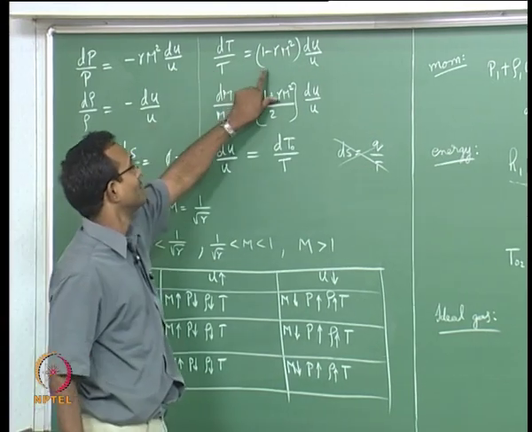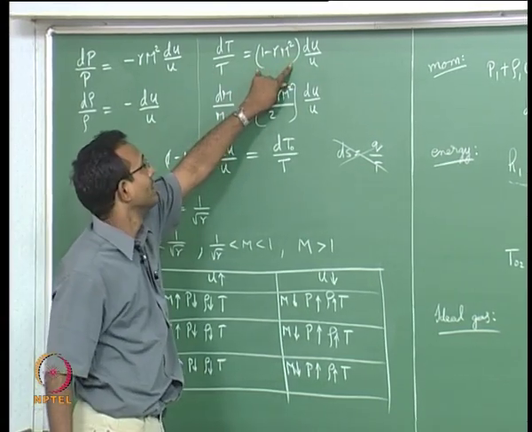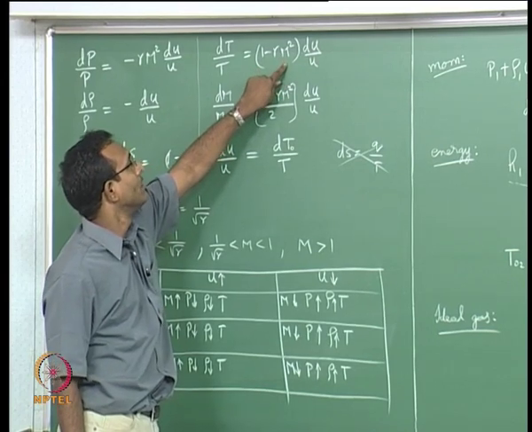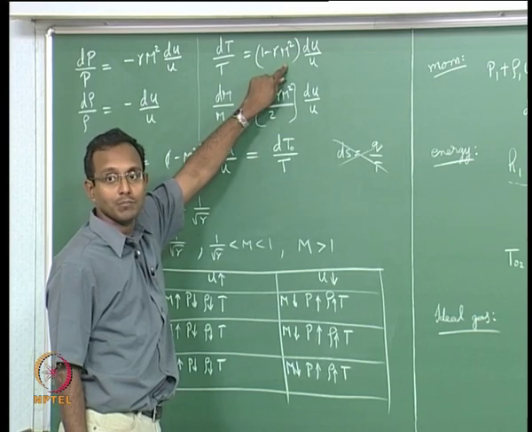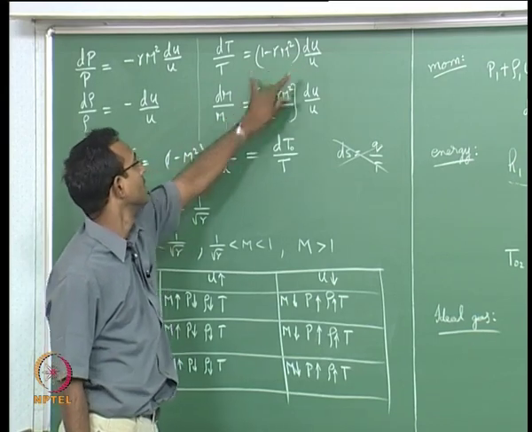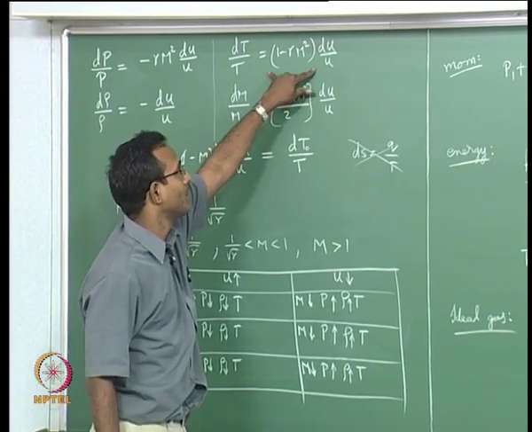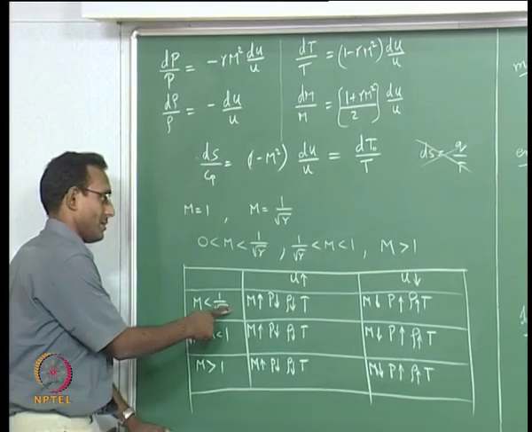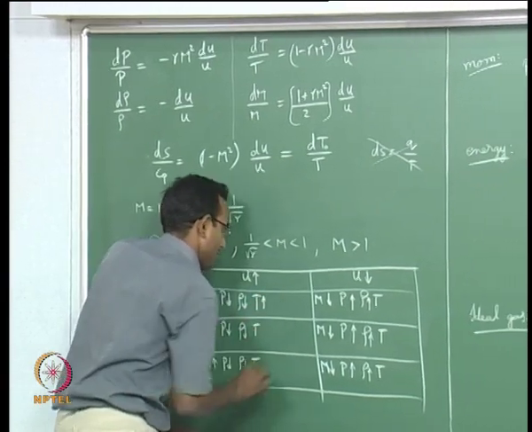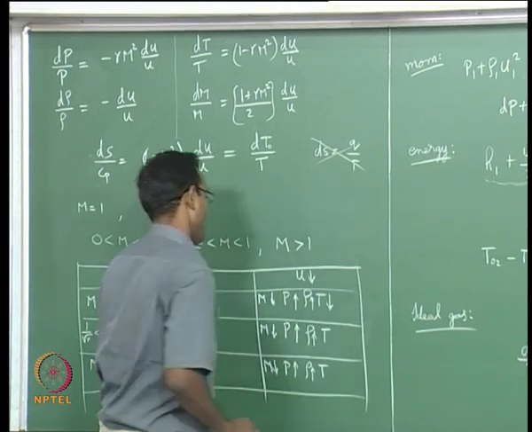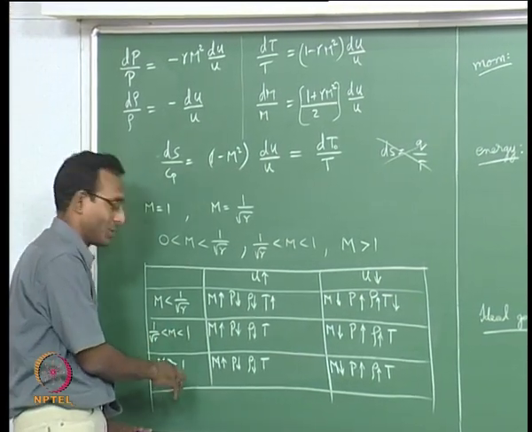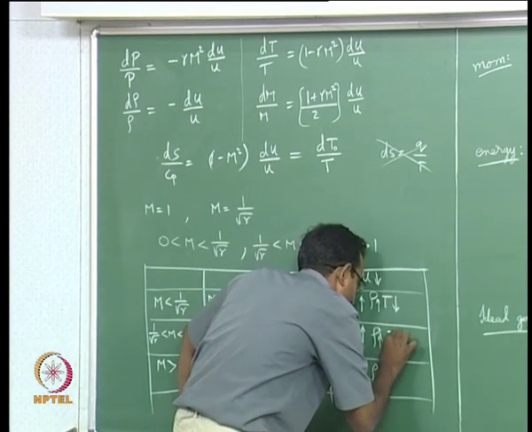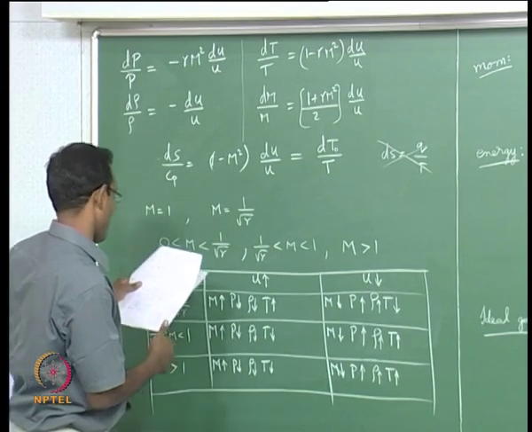Temperature, this is where the funny stuff happens. 1 minus gamma M squared changes sign across M equal to 1 by square root gamma. That will happen when M equal to 1 by square root gamma and more. If it is more, then the value will be negative. So, if Mach number is higher than 1 by square root gamma, u and T are inversely related, otherwise they are directly related. So, when it is lesser, it is directly related, u increases, T increases. Here u decreases, T decreases. But in all the other cases, it is more than 1 by square root gamma. So, it is going to go the opposite direction, u increases, T decreases. Here u decreases, so T increases. This is what happens there.